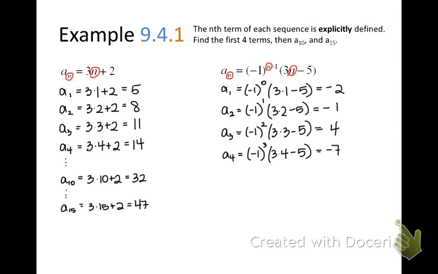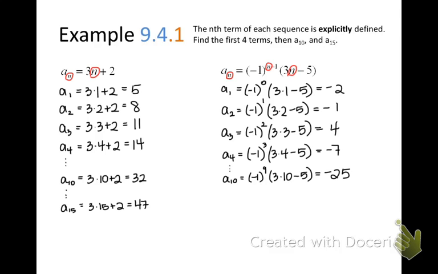Jump down just a few terms to a sub 10. That's going to be -1 to the 9th, good, times 3 times 10 minus 5. So that's going to be 25, and then do I give it a negative? Yes, I do, because that is an odd power on the -1.